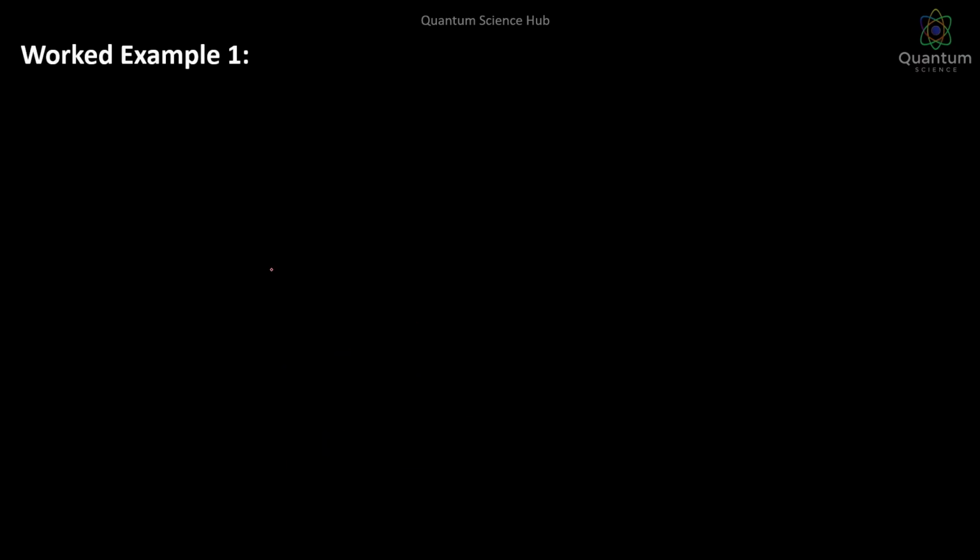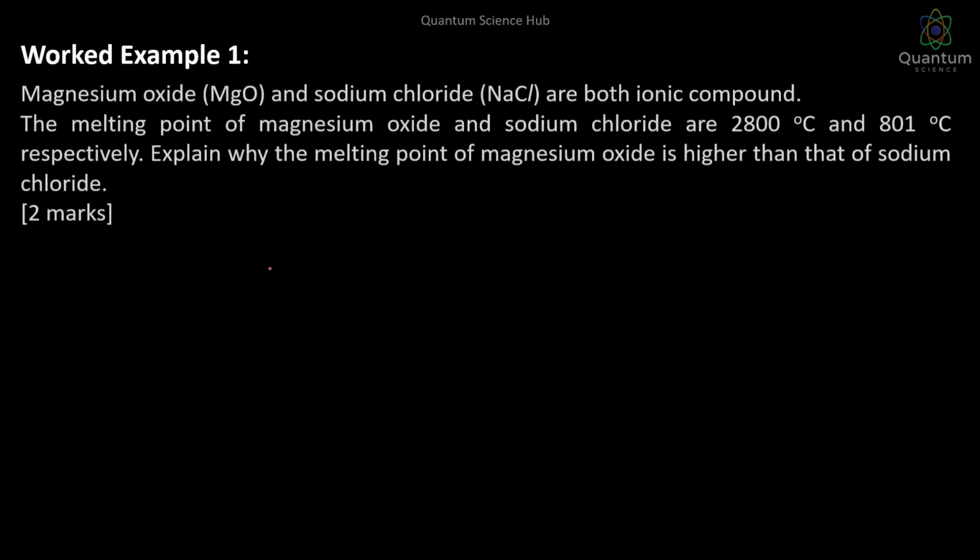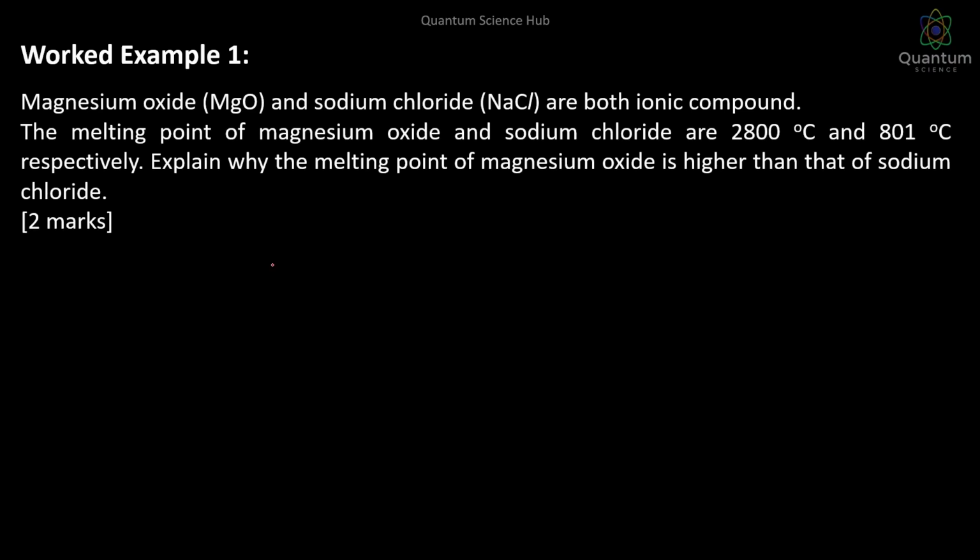Okay, now let's see the worked example 1. Magnesium oxide, MgO, and sodium chloride, NaCl, are both ionic compounds. The melting points of magnesium oxide and sodium chloride are 2800 Celsius and 801 Celsius respectively. Explain why the melting point of magnesium oxide is higher than that of sodium chloride. And note that you have to see the mark here, and it is 2 marks. So how to answer this question?